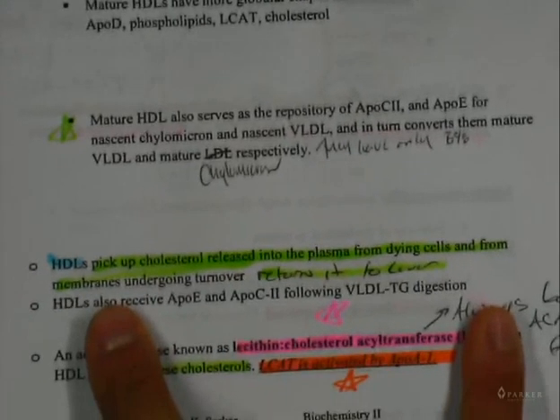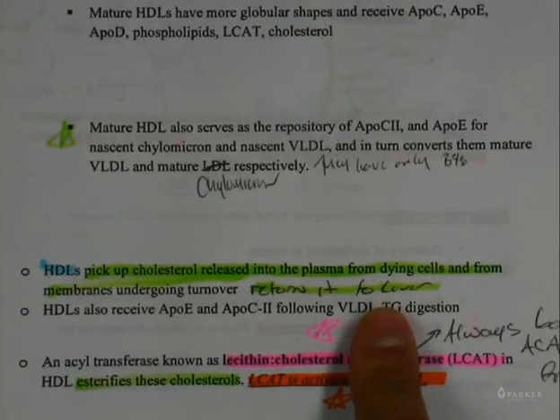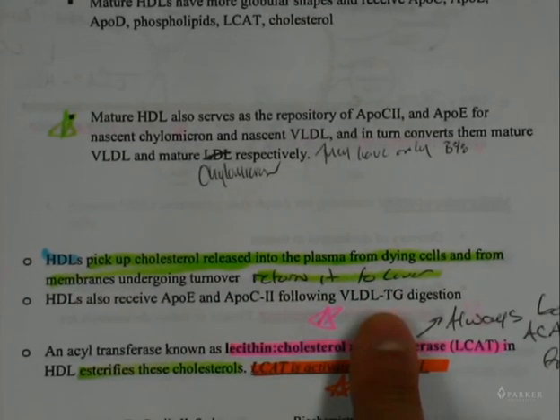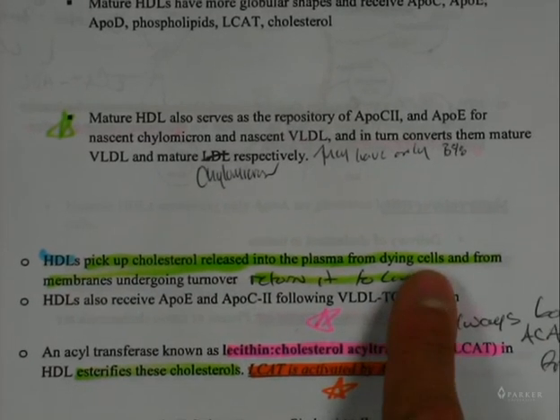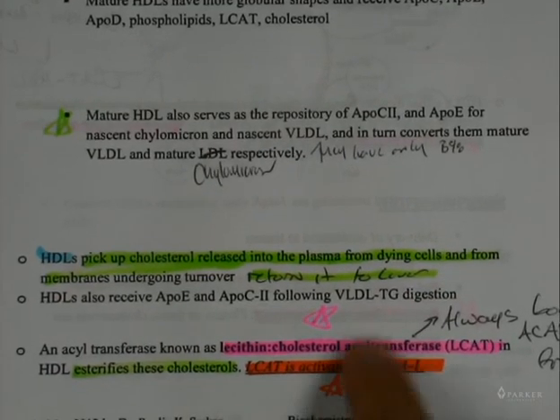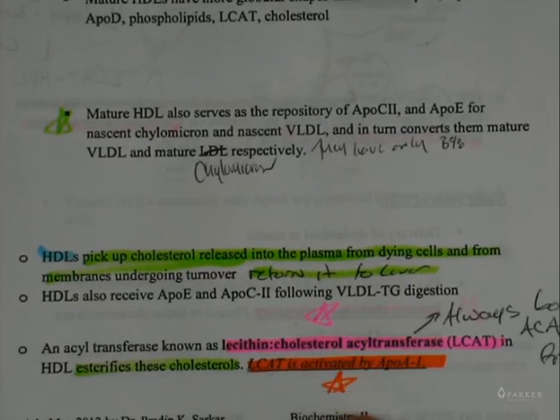HDL picks up cholesterol released into the plasma from dying cells and membranes and returns it to the liver. It also receives ApoC2 and ApoE following VLDL digestion. So it digests these guys, it picks up their apoproteins, it picks up free cholesterol, it saves your tissues, it reverses that stuff. Therefore, it's known as reverse cholesterol transport. It's your good cholesterol, it's your dense cholesterol.